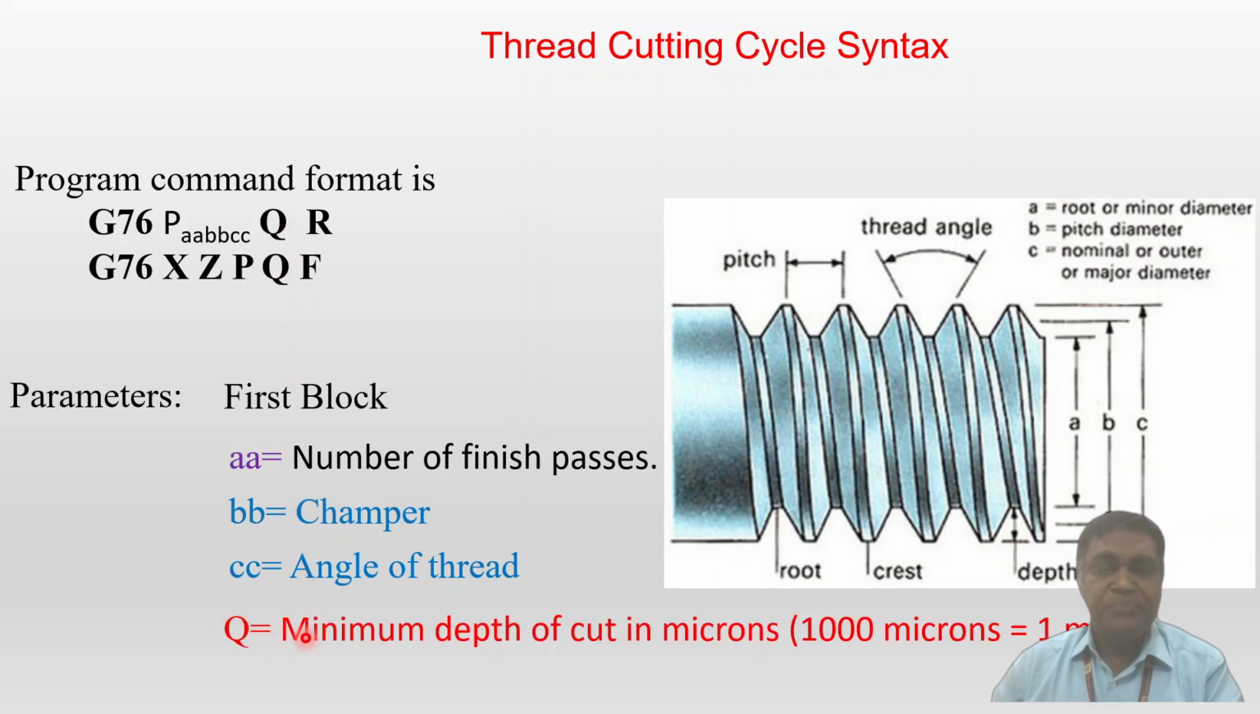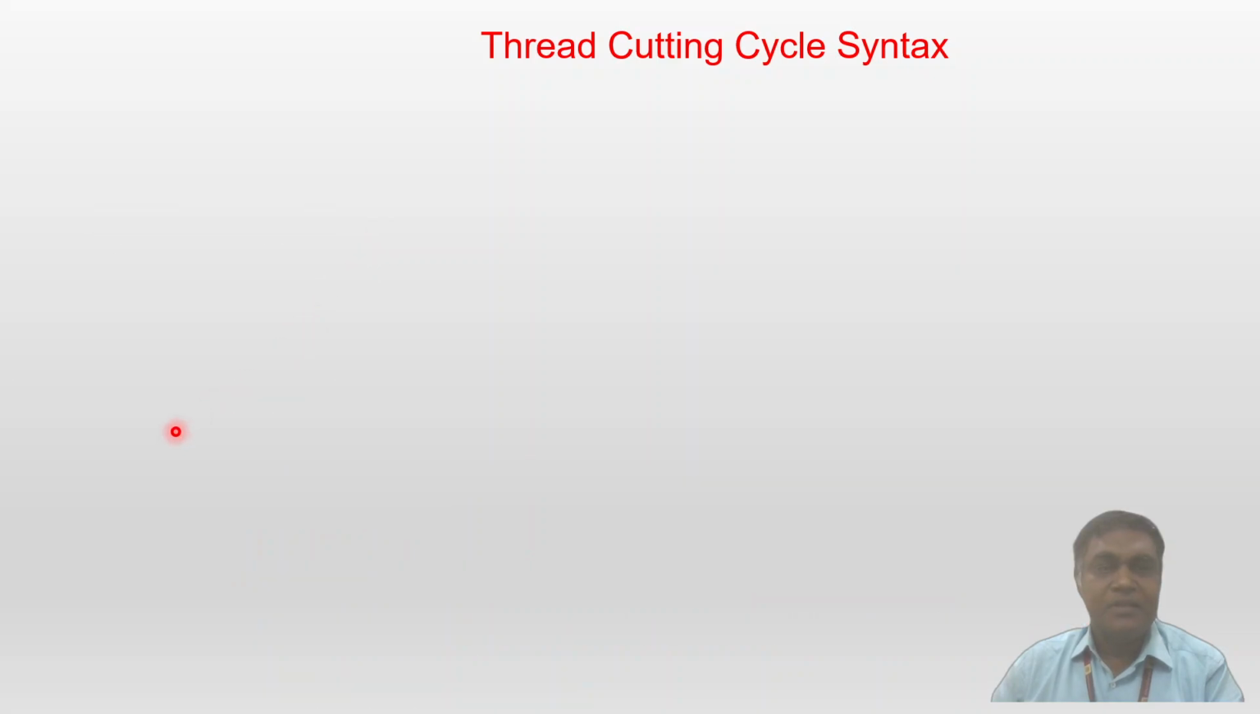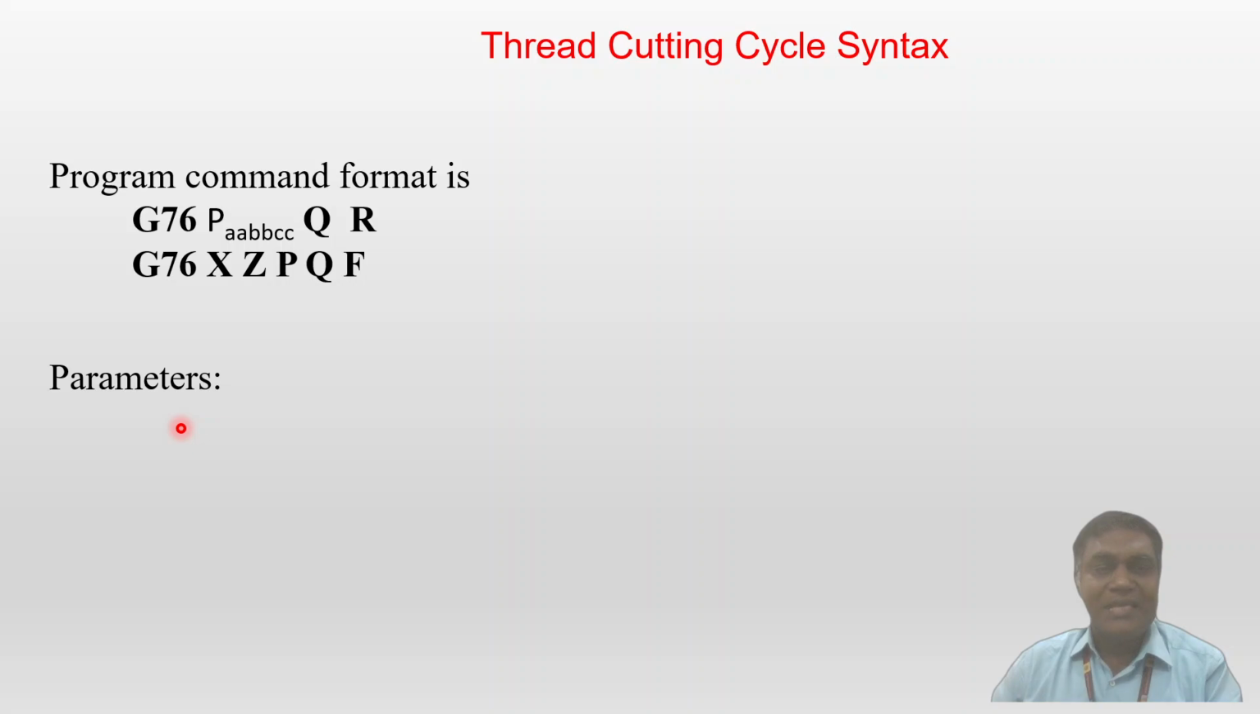Then Q is the minimum depth of cut in microns. We know 1000 microns is equal to 1 mm. And R is the finishing allowance, that is, the material that should be removed in the finishing cycle. Now go to the second block.